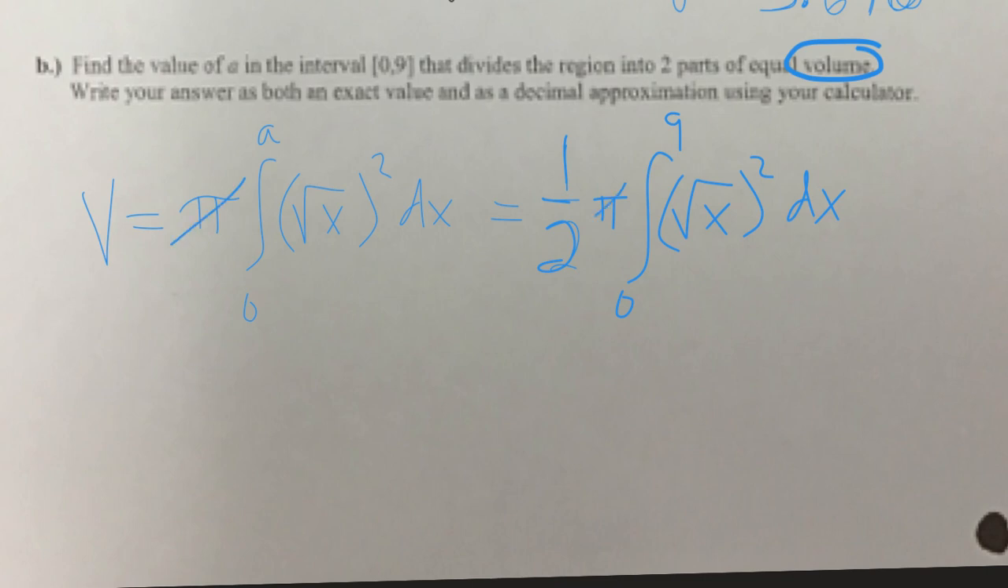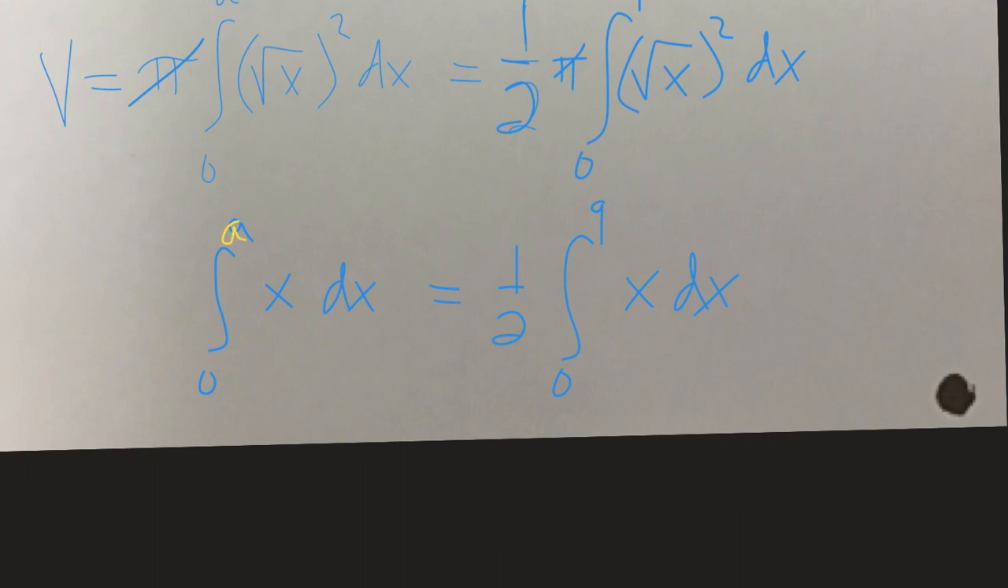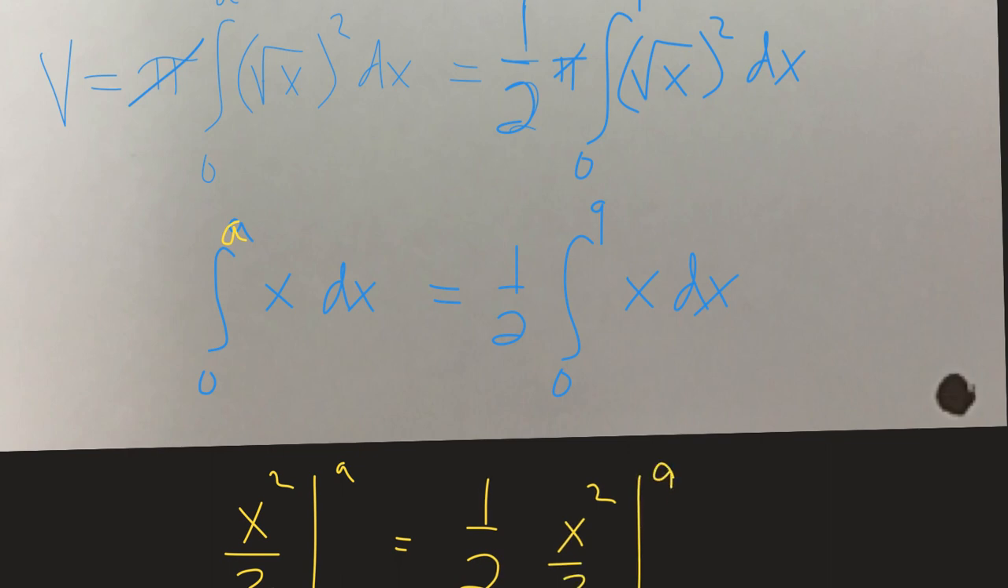And then, let's see, so we have 0 to a. The square root of x squared is just x, equals half of the integral from 0 to 9 of x dx. Okay, sorry, my a's and my 9's look alike. This one is the a. Okay, so this is x squared divided by 2 evaluated from 0 to a, and that equals half of x squared divided by 2 evaluated from 0 to 9.